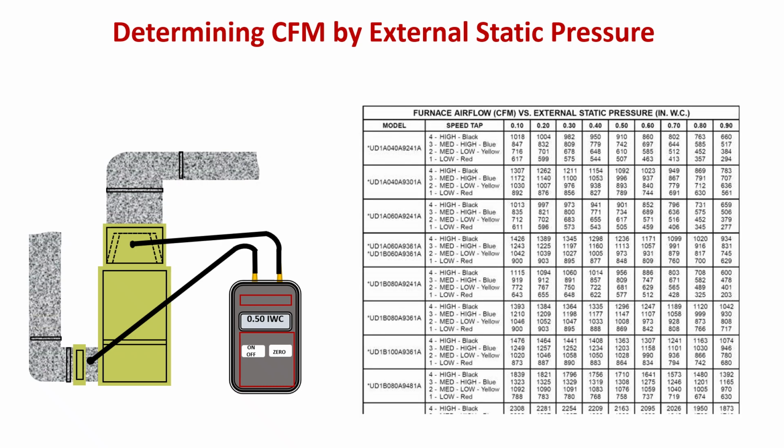Using the chart provided by the equipment manufacturer, we first identify the equipment. Next, we locate the reading of the manometer, draw a line straight down, and from the equipment, we locate the CFM at this external static pressure. Note, if you change the speed, the external static pressure and the CFM will change.